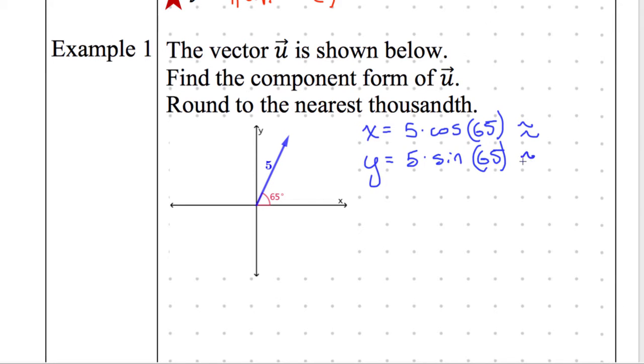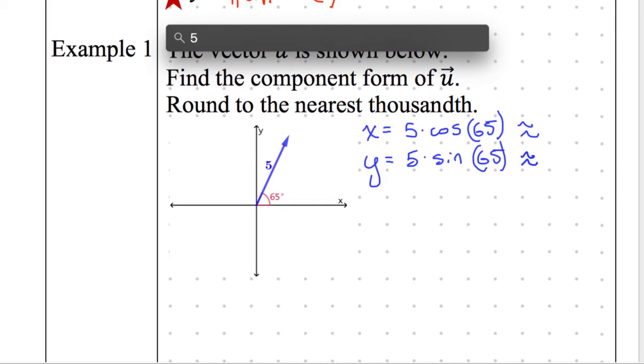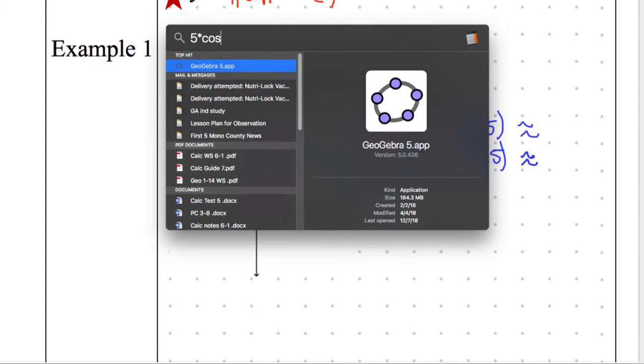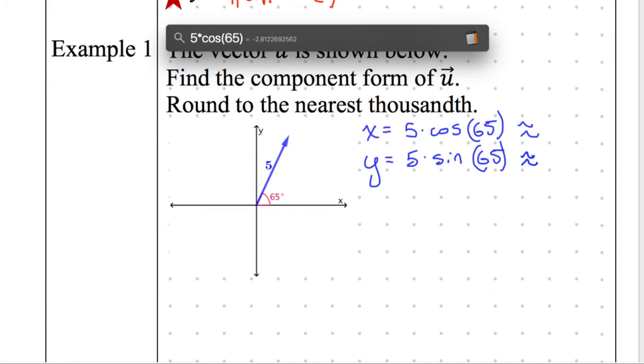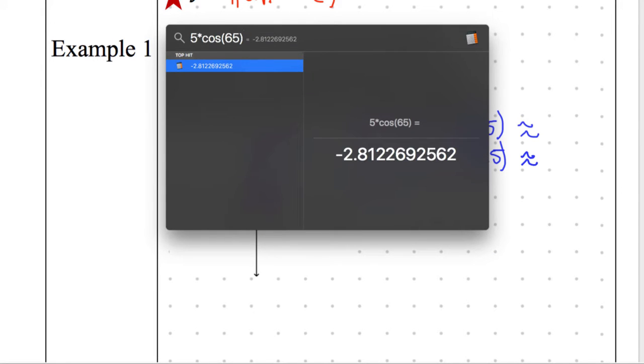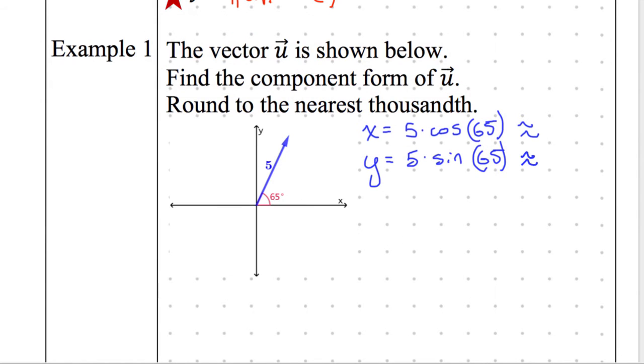I'm writing approximately equal to because we're going to get some decimals and we're going to round to the nearest hundredth. All right, you both have calculators next to you. You can use your phone calculators if you want. I get negative 2.81. Is that what you two get as well? Or that's probably in radians, huh? That calculator is by default in radians.